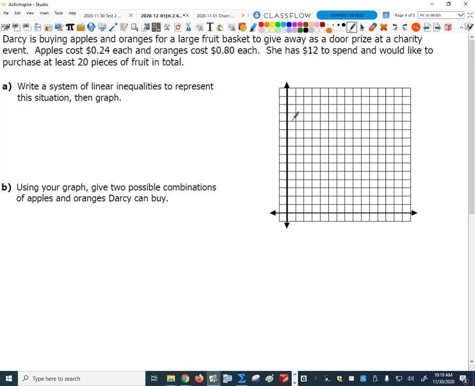So first of all, we want to write the inequalities. Well, we have to define our variables here, don't we? Duluth, what should we call the variables here? We could call them X and Y. Sure, let's just call them X and Y and define which one is which. So X is going to equal what? The number of apples. Okay. And Y? Is the number of oranges.